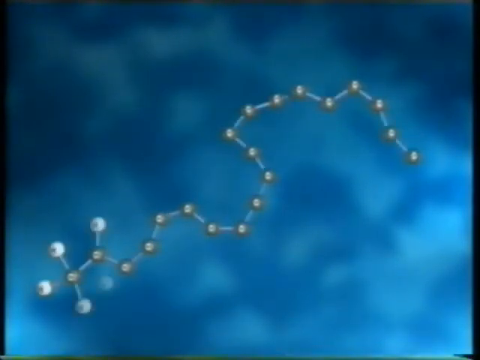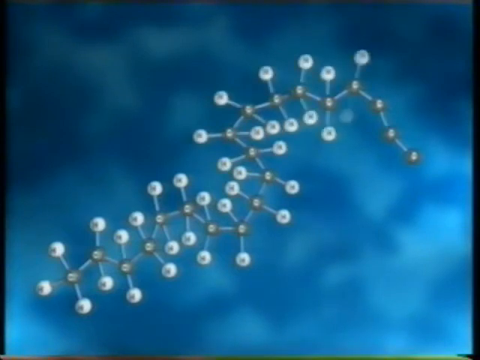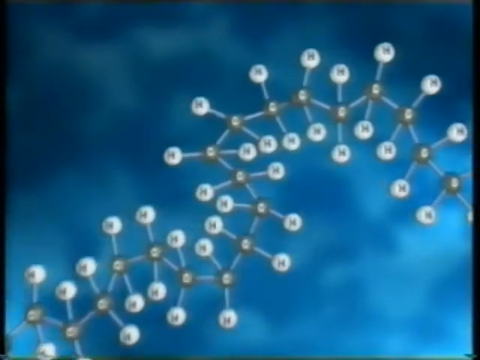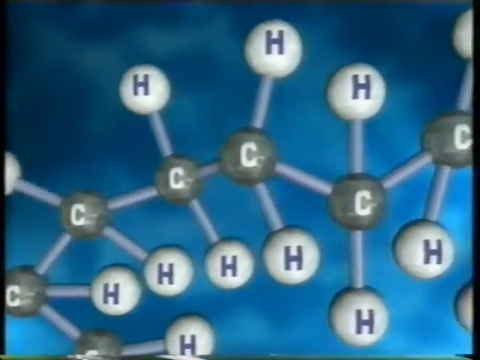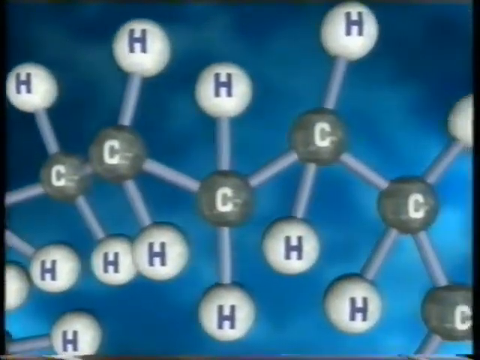Paraffin molecules are chains of 20 or more carbon atoms, joined together by single bonds. Hydrogen atoms are attached to each carbon atom. Molecules like this are known as alkanes. All the carbons are joined by single bonds.